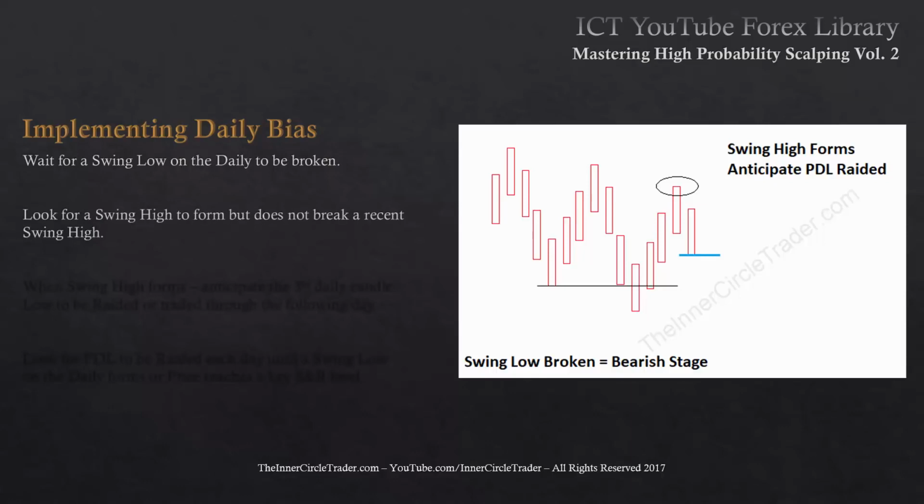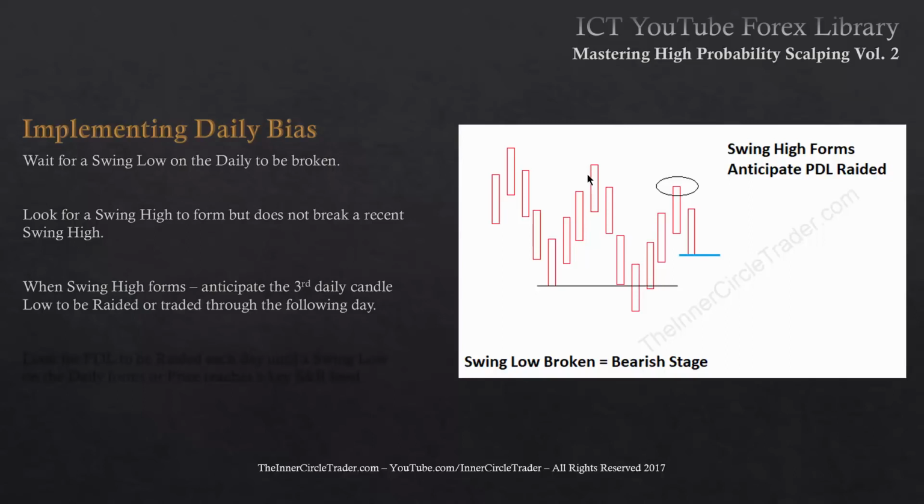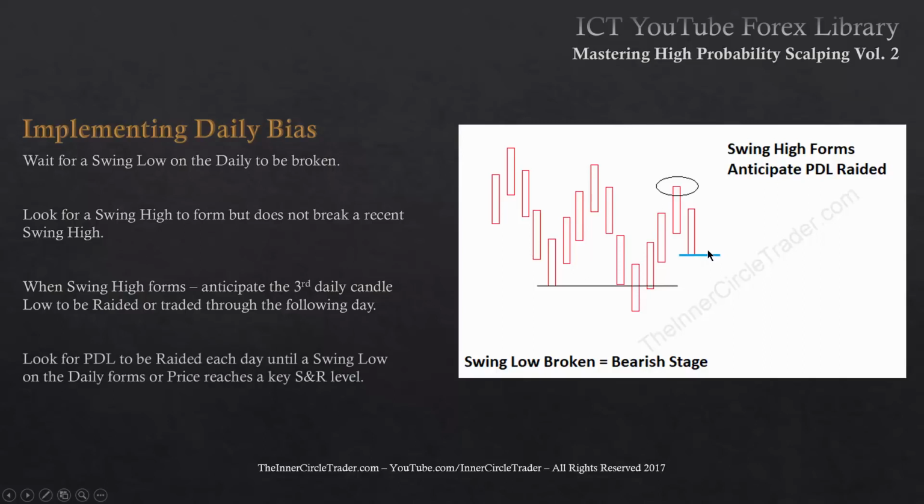So again, in summary, we're looking for a swing low to form on the daily chart, and then for it to be broken. Then we're looking for a swing high to form, but does not break a recent swing high. So here's our swing high, but it doesn't come back to clear or break a previous swing high. When the swing high forms, we anticipate the third daily candle in the swing high right here. We look for its low to be raided or traded through the following day. And we look for the previous day's low to be raided each day until a new swing low on the daily forms or price reaches a key support or resistance level.